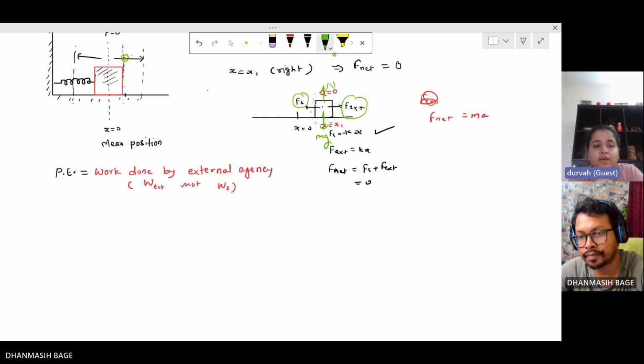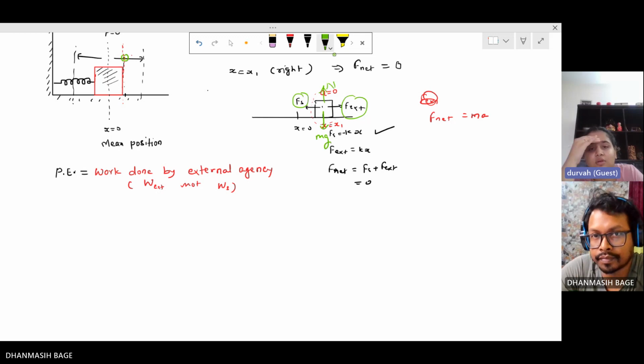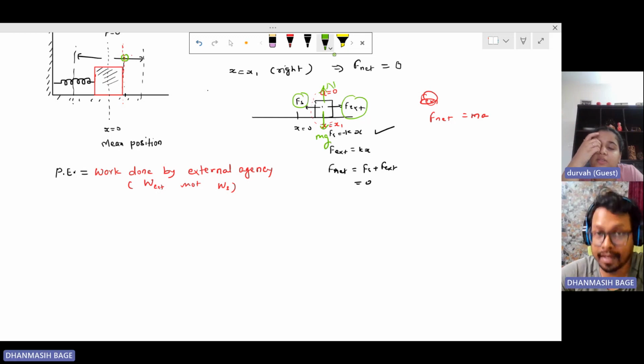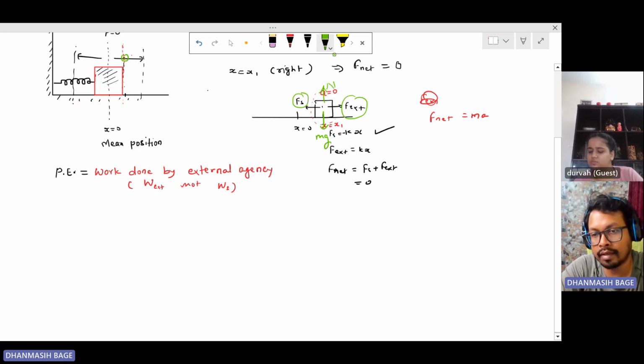Sir, so we've taken x is equal to 0 to x1, and at x1 it is at rest? Yes, at x1. You have pulled it to the x1 position and you're holding it in that position, right? In that case, you have to keep applying that amount of force. Otherwise, it will not stay at rest there. Now, how much work you have done in bringing it from x to x1 position, that is what we meant by the potential energy, work done by the external agency.